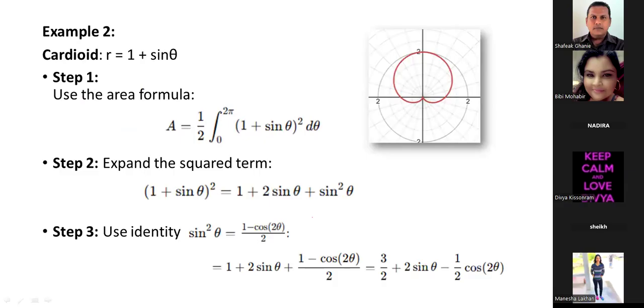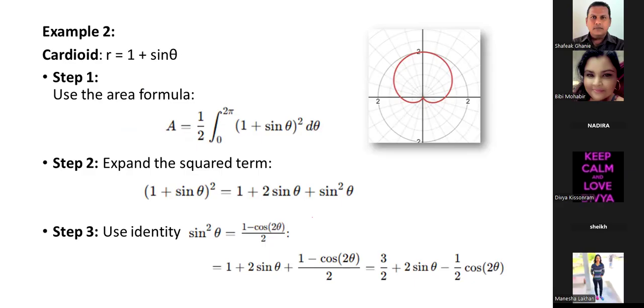We have another example here. This time we're using sine, so it's the same thing. We have r is equal to 1 plus sine theta. And we look at the equation and we can see that it's a cardioid equation.